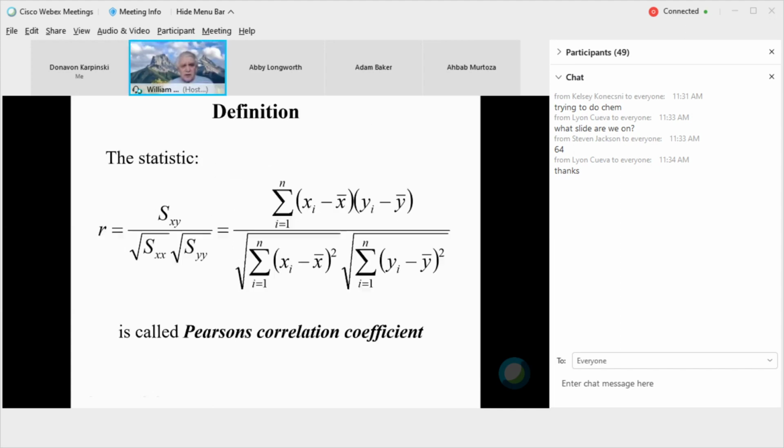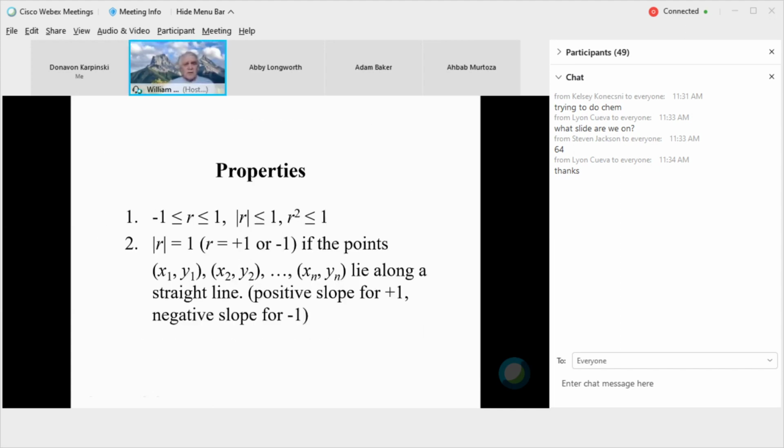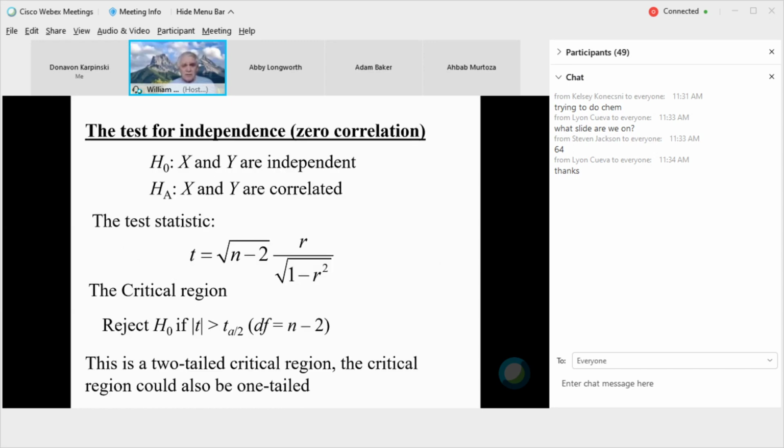So the properties of the correlation coefficient. The correlation coefficient will always be between -1 and +1. It'll be equal to +1 or -1 if the points lie on a straight line. If the line has positive slope, it'll be +1. If the line has negative slope, it'll be -1.